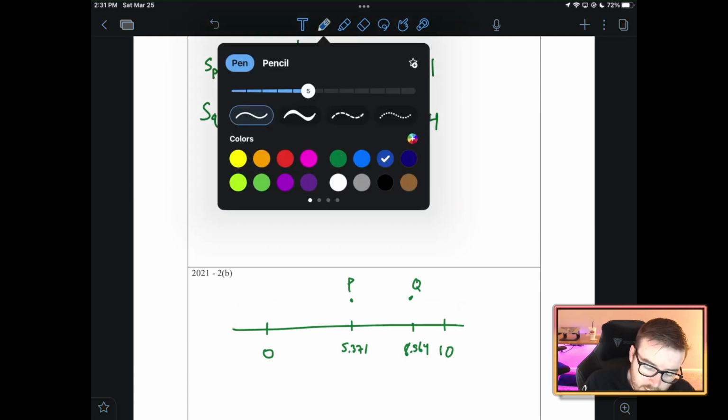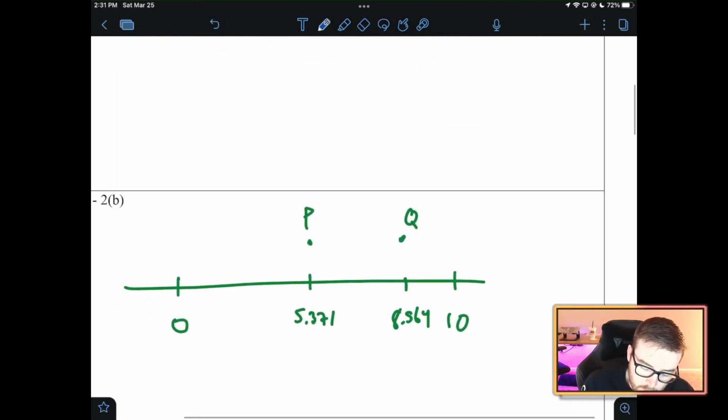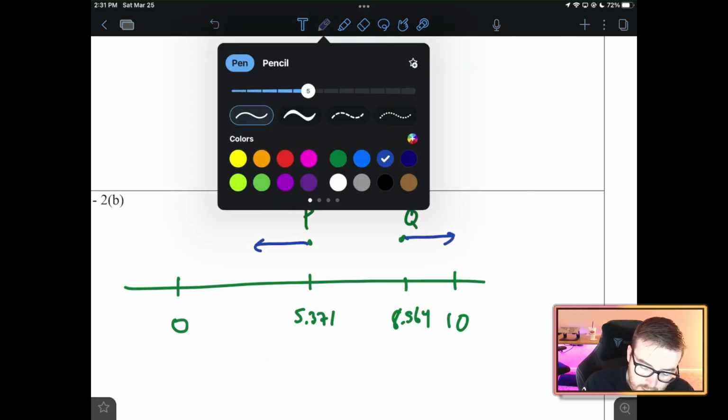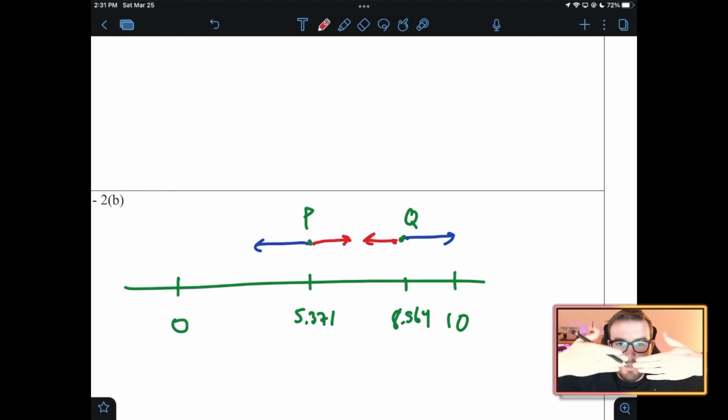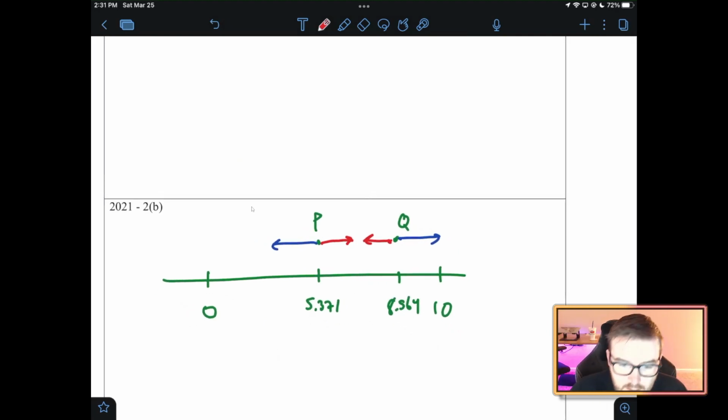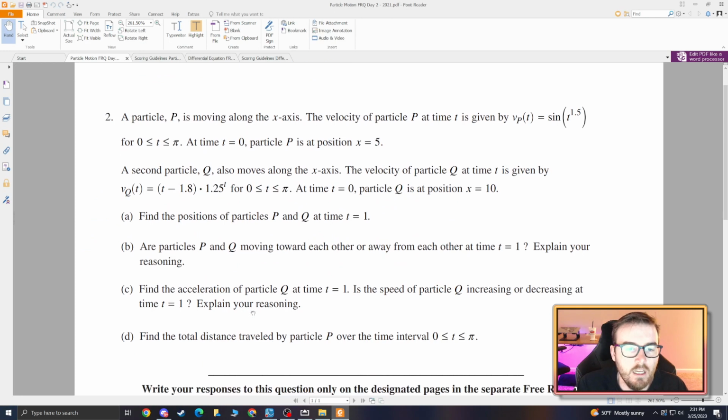What we're wondering is, are these particles moving away from each other, or are they coming towards each other? Or what's the situation, right? They could both be moving left. They could both be moving right. They could be coming at each other. They could be going away from each other. There are basically 4 different options. And the question is wondering, again, are particles P and Q moving toward each other or away from each other? Explain your reasoning.